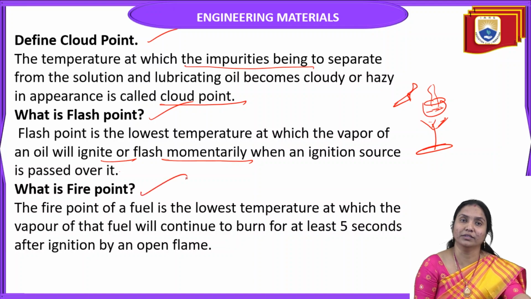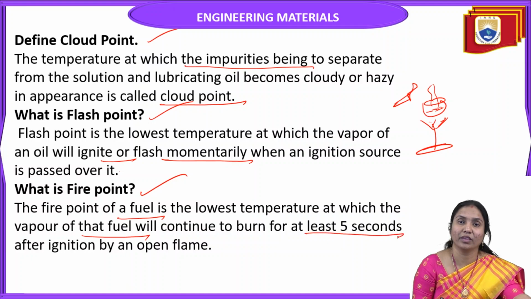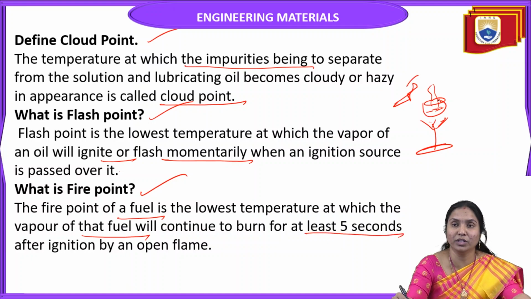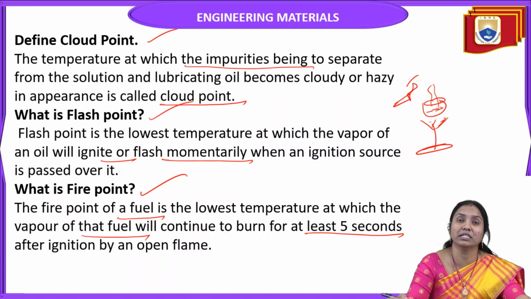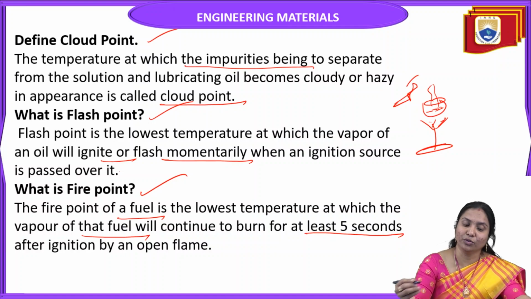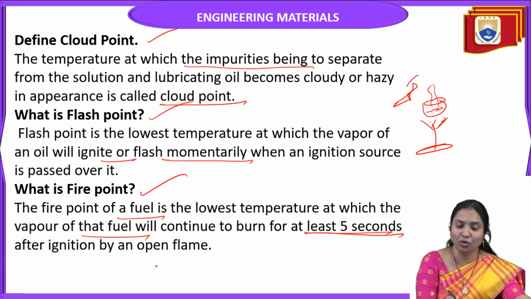What is fire point? The fire point of a fuel is the lowest temperature at which the vapor of that fuel will continue to burn for at least 5 seconds. When we bring a small flame near it, it burns for at least a few seconds. That point is considered the fire point. The fire point of a fuel is the lowest temperature at which the oil gives enough vapors and burns for at least 5 seconds after ignition by an open flame.